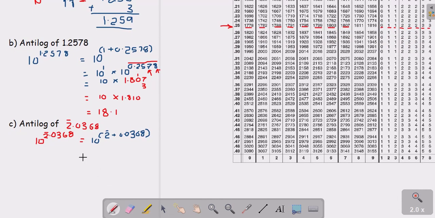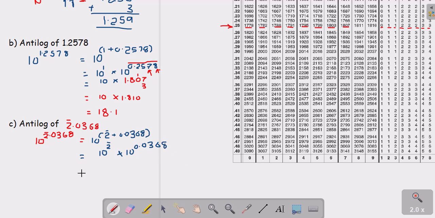So you make sure you are careful when you're organizing. So still using the laws of indices, we can separate these powers here. We can say this is 10 to power negative 2, like that, being multiplied by 10 to power of the smaller part, which is 0.0368.